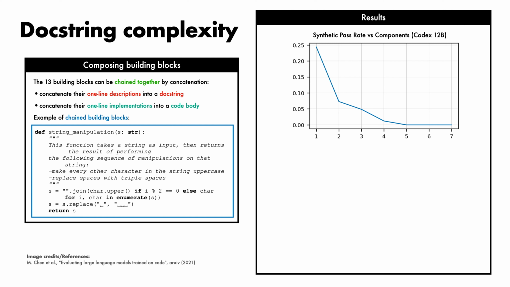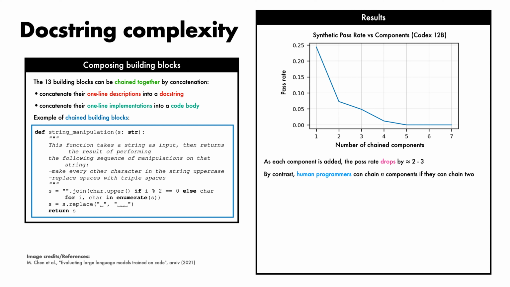On the x-axis, we have the number of chained components, and on the y-axis, we have the pass rate. We see that performance degrades rapidly, and in particular, as each component is added, the pass rate drops by approximately a factor of 2 to 3. This is uncharacteristic of human programmers, who can typically chain n components together with a low error rate if they are able to chain 2 components together.